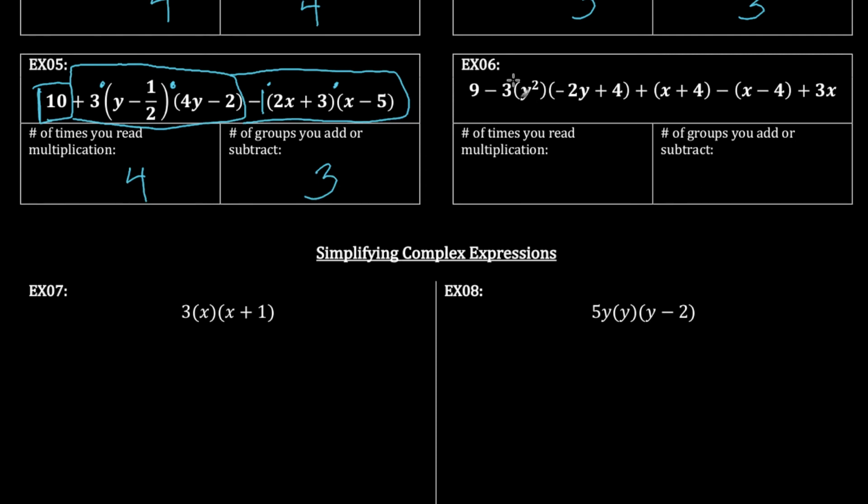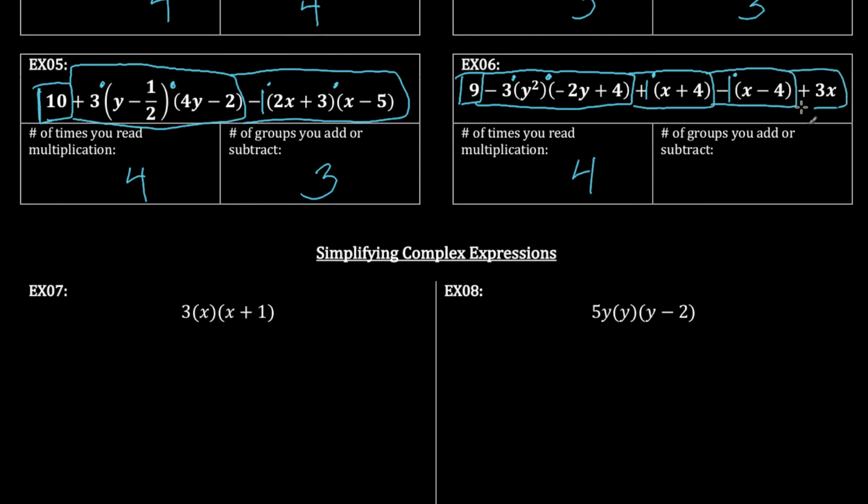So 9 minus 3 times y squared times negative 2y plus 4 plus 1 times x plus 4 minus 1 times x minus 4. So we have 1, 2, 3, 4. We start off with 9, and we take away 3 times all of this. And then we add 1 times all of that. And then we take away 1 times that. And we add 3x. So 1, 2, 3, 4, 5.